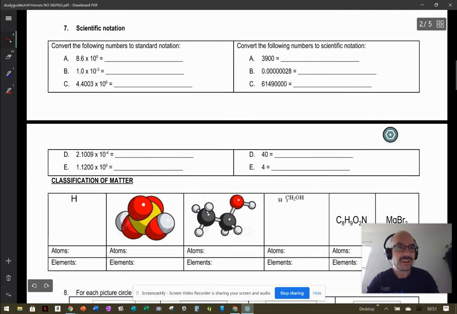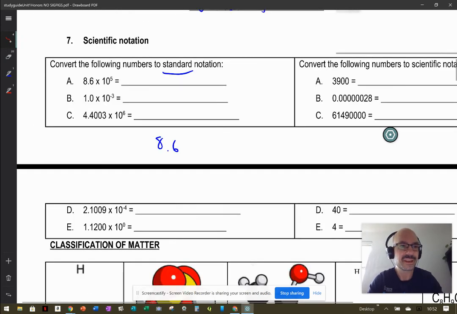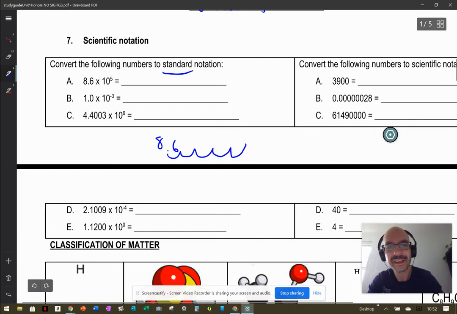let's see, convert the following to standard notation. So whenever you see these, what they mean by standard is without the exponents. So what we want to do is take our 8.6, and it says times 10 to the fifth, and that's a positive fifth. That's a positive exponent here. We don't have a negative one. The next one's going to be a negative one. So that means for this that we've got to take our 8.6 and hop it to the right 5 times. 1, 2, 3, 4, 5.